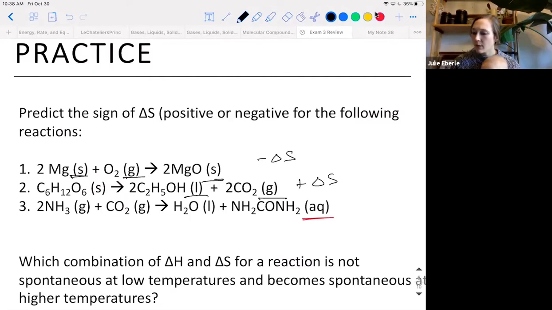Number 3, we have 3 moles of gas between our 2 reactants, ammonia gas and CO2 gas. Then on the product side, we have water and this other product, NH2, which is aqueous, so very similar to a liquid. And we know liquids are more ordered than gases. So the fact that we're going from all gases to liquids, delta S is negative here. We're becoming more ordered, so disorder is decreasing. Any questions on those? All right.